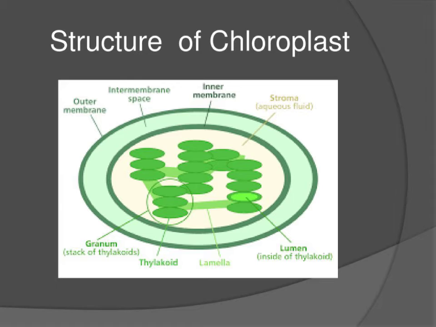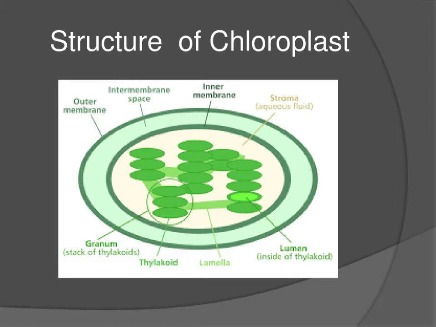Now we are going to see the detailed structure of chloroplast. If you refer to the diagram, the outer membrane, which is dark green in color, is your outer membrane. And you have another inner membrane. In between you have intermembrane space. So this entire thing is called envelope. When you write about the structure of chloroplast, the first thing you have to write is envelope. This envelope consists of outer membrane and inner membrane, and a space in between which is called intermembrane space.